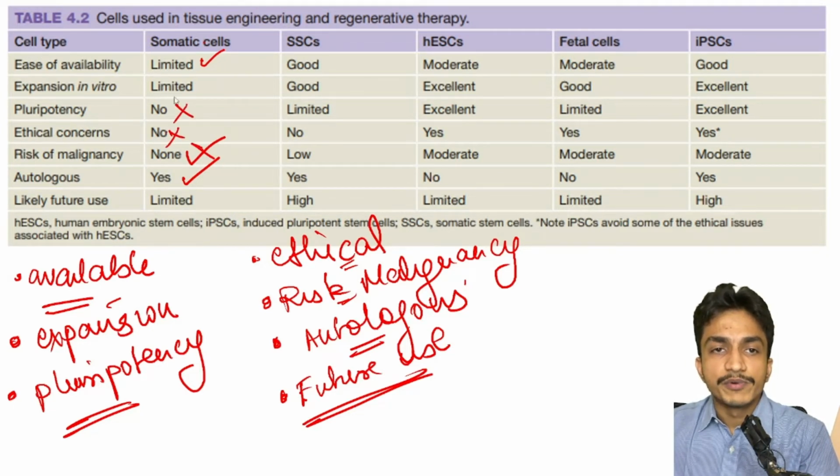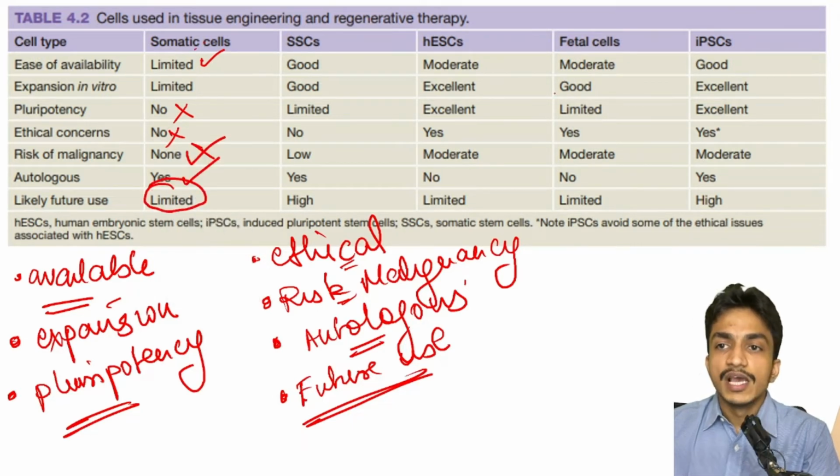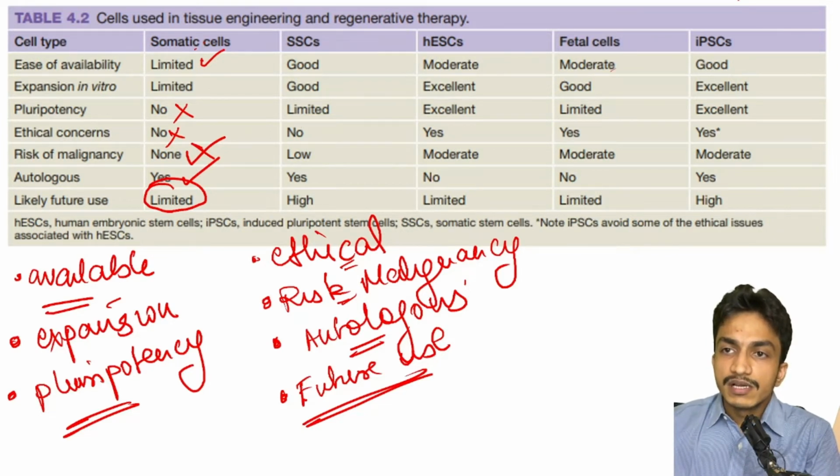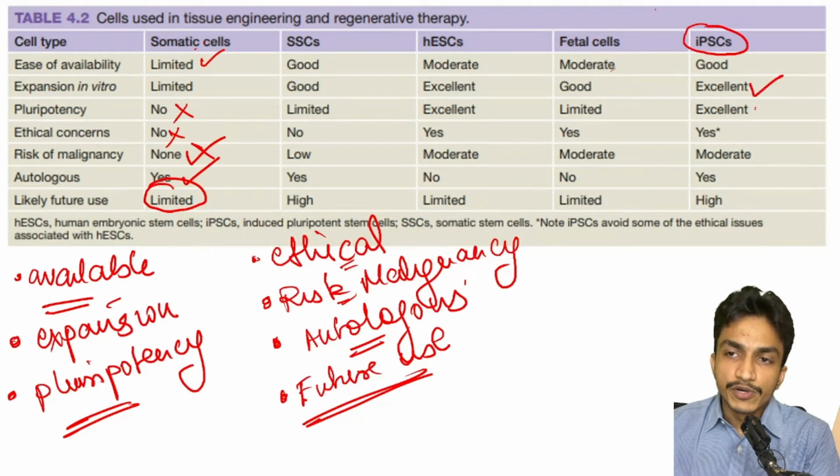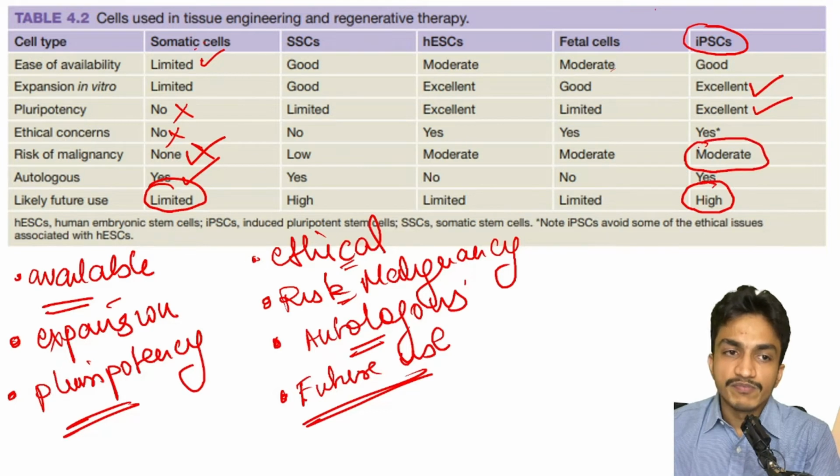They have no pluripotency. There is only one cell line which they can convert into, and because of that, it has very limited use. If you see the inducible pluripotent cell, that is the other extreme of the spectrum. It has very good and excellent pluripotency and expansion in vitro, but the risk is about the malignancy. It has a moderate risk of malignancy.